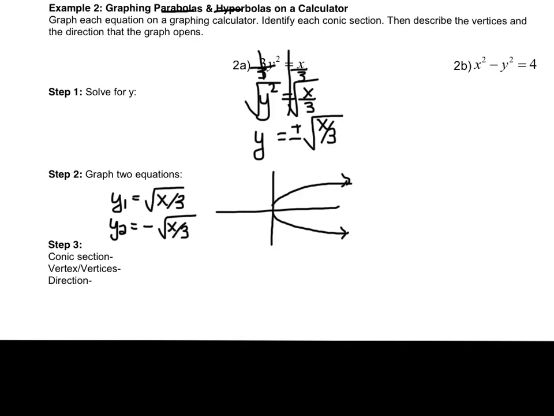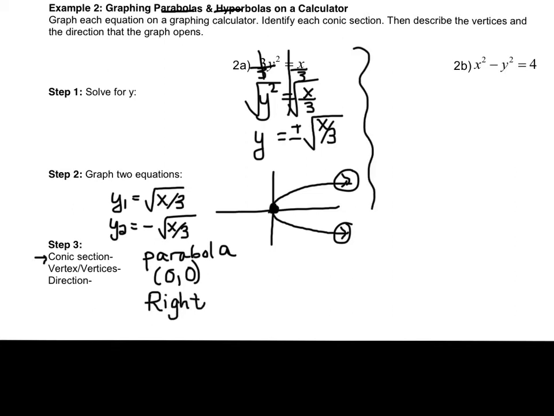So let's answer our 3 questions. The type of conic section we have, since there's just one U-shape, it's a regular parabola. The vertices is plural. We only have one vertex here, and it is at the origin, 0, 0. And now we have to state the direction that this opens. It opens the way the arrows point. Those arrows are pointing to the right. And we're done with the first one.